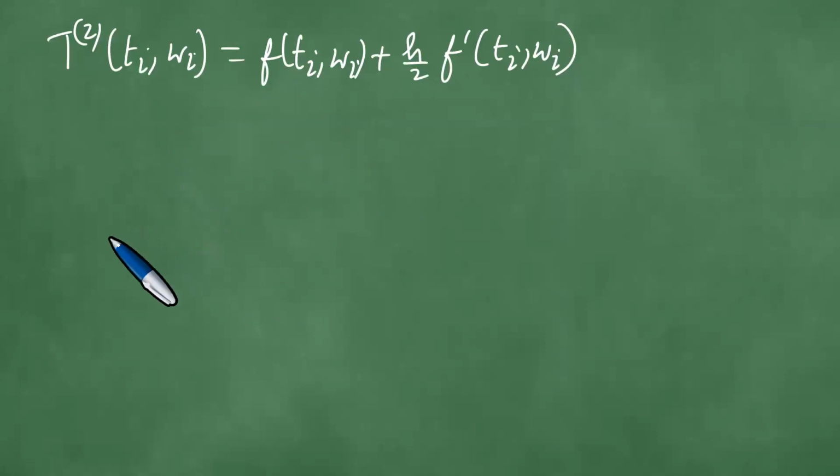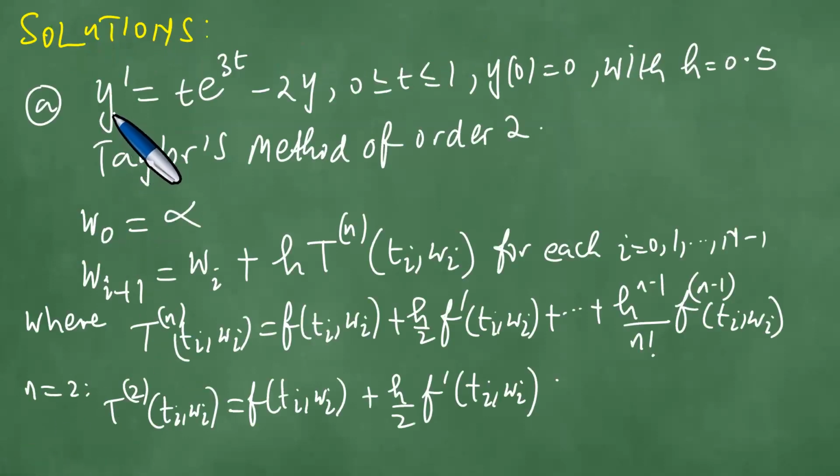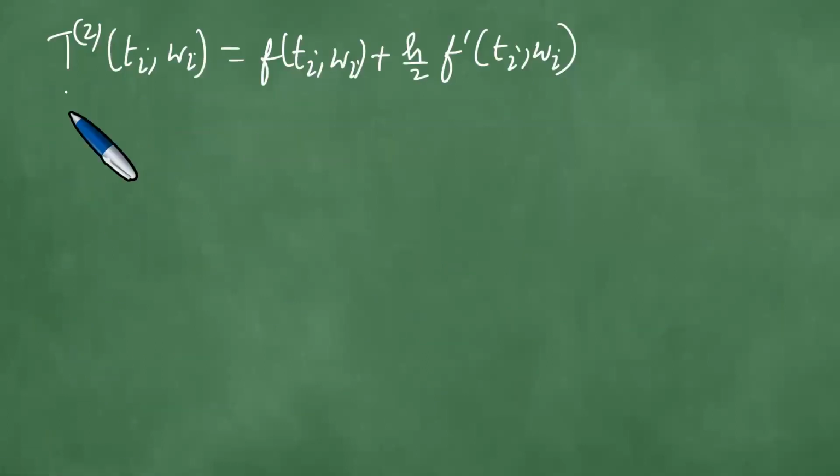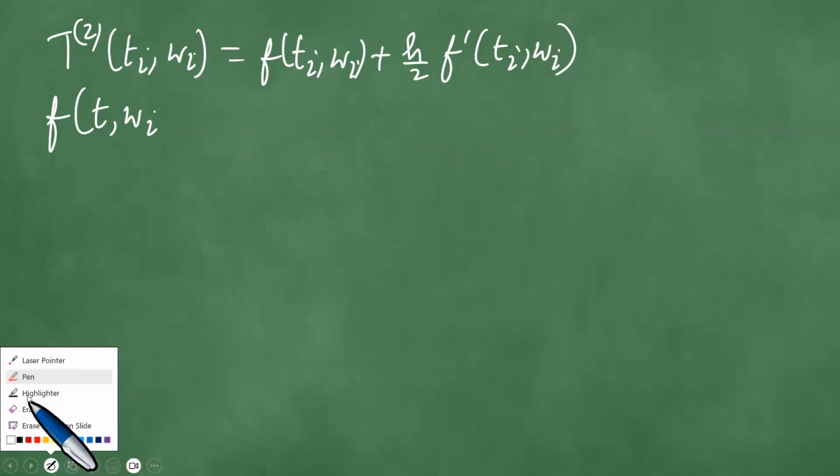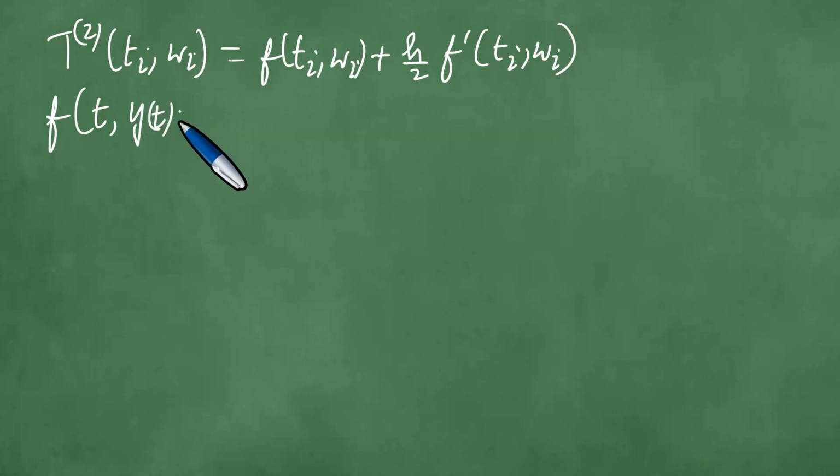But first, we need to look at the question in the exercise. It says y primed is equal to this. So it's giving us y primed, so it's giving us f of t and y. You can write it like that, just the standard notation. But first things first, we just write f of t and y, and we use the y(t) in the beginning. It's a question of choice of symbols. So we use y(t) like this, but then the y becomes the wi. So this is y primed, and the y primed is exactly t e to the 3t minus 2y.